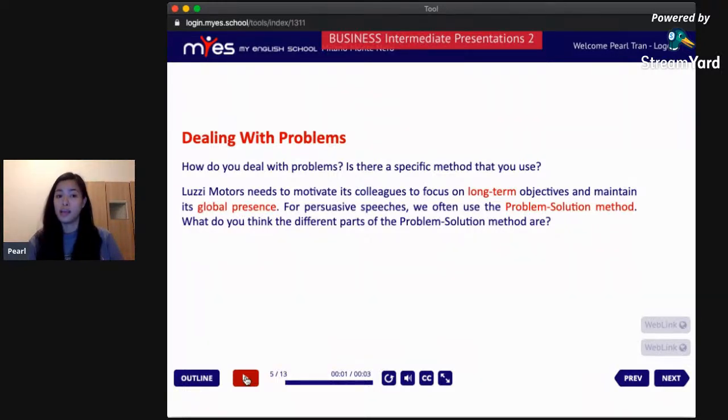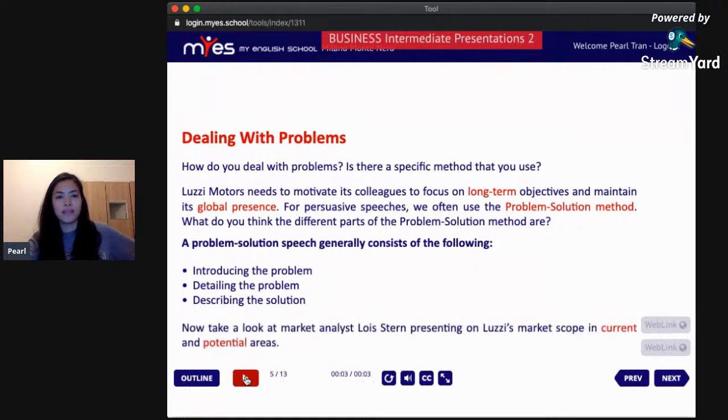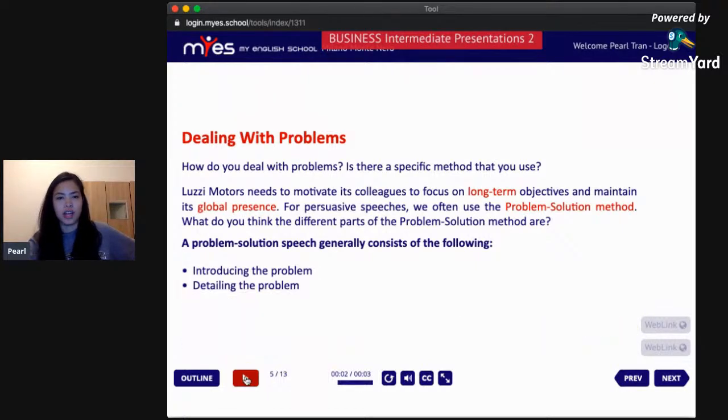We need to, I'm assuming from the title of this method, present the problem and offer a solution, which is very similar to what I do on my own. So I guess I am on the right path in what I'm doing. So a problem solution speech generally consists of the following: introducing the problem, detailing the problem, and describing the solution.